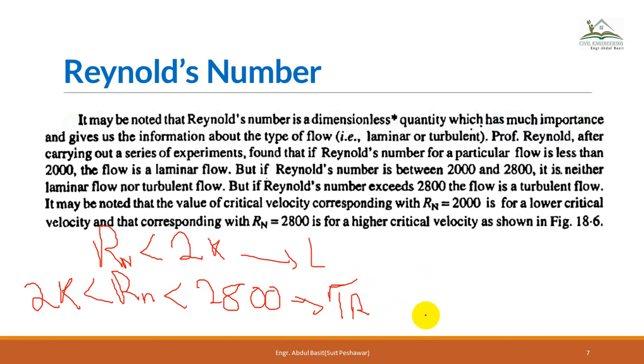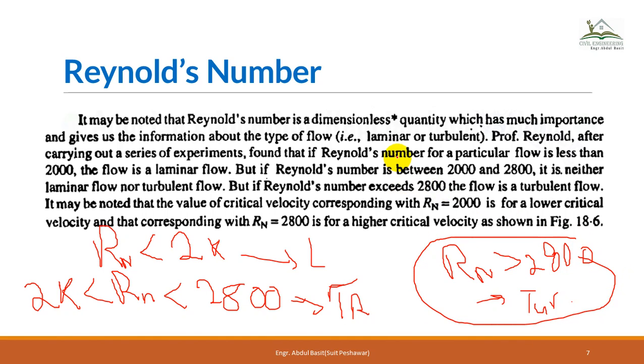Then if the Reynolds number is greater than 2800, sorry for this bad writing, then this type of flow can be considered turbulent flow. So this will be the turbulent flow. This is what is written over here in this paragraph.